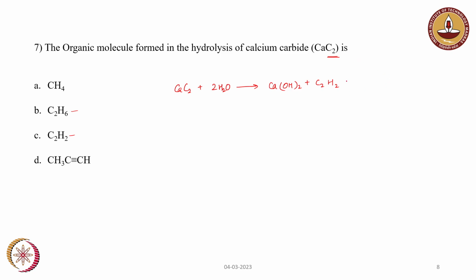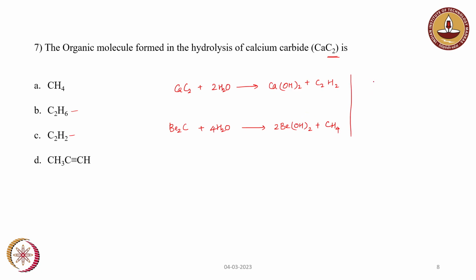except carbide of beryllium. Beryllium carbide is Be2C. When it reacts with water, it will form methane, Be(OH)2 plus CH4. So we need to balance the equation. So 2 beryllium, so it will be 2, and 4 oxygen are there, so 4H2O.